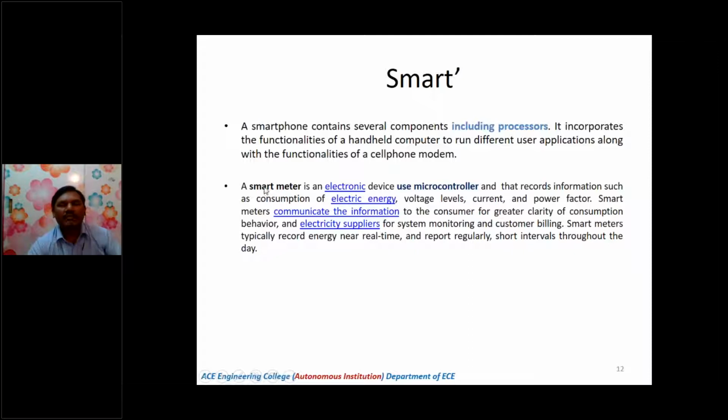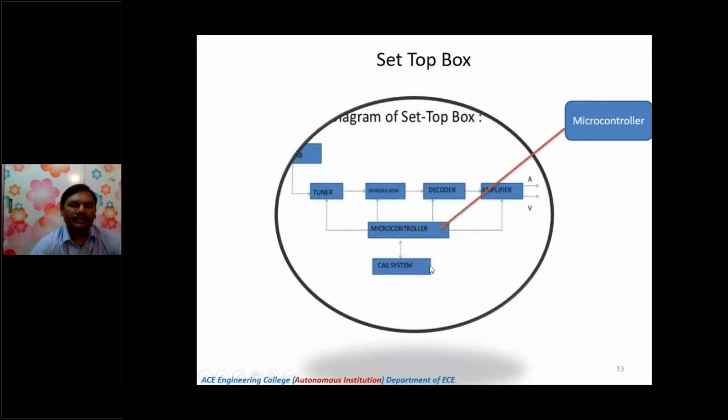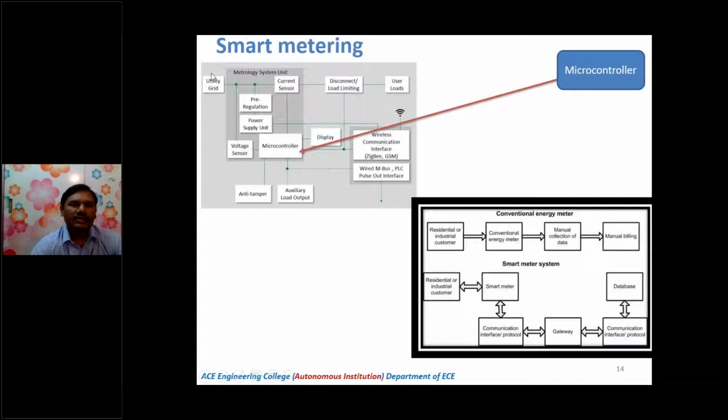And one more application, the smart meter. A smart meter is an electronic device that uses a microcontroller and records information such as consumption of electric energy, voltage levels, current, power factors, and so on. So this is the internal diagram of a set-top box, and the set-top box has one microcontroller. And this is the block diagram of smart metering. In smart metering also, one of the main parts of the energy metering is the microcontroller, and this is the difference between the conventional energy meter and the smart meter system.